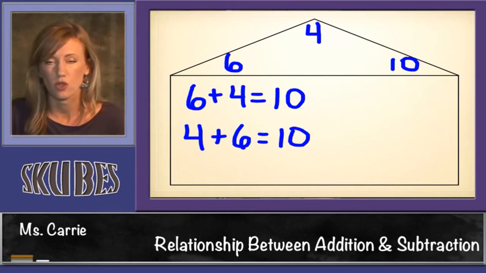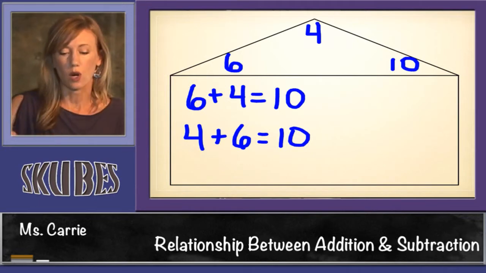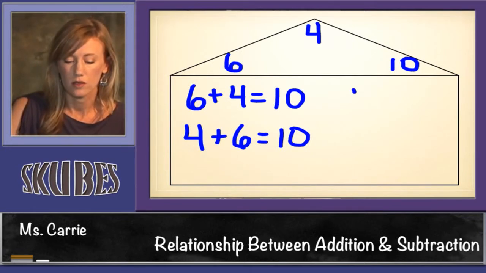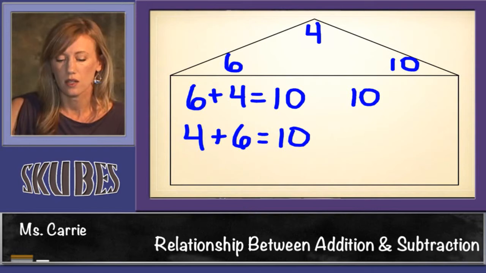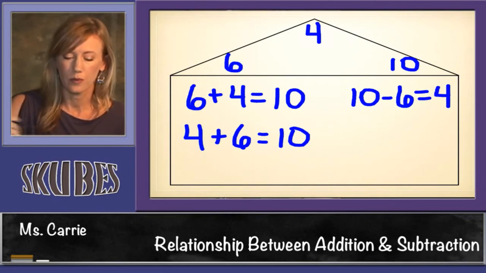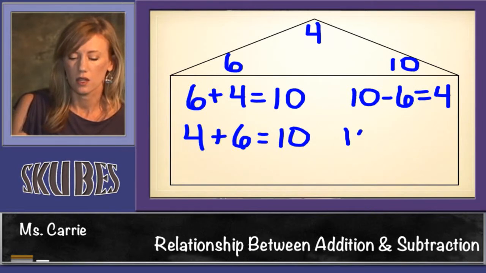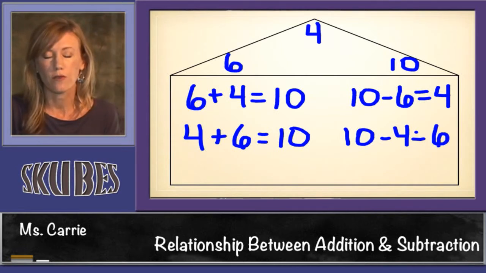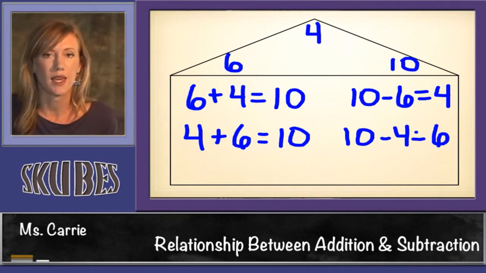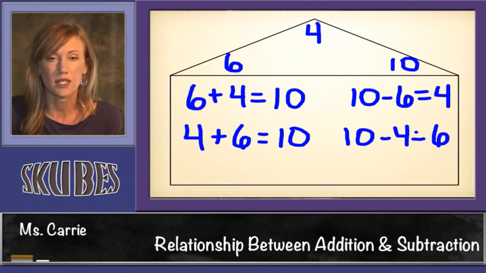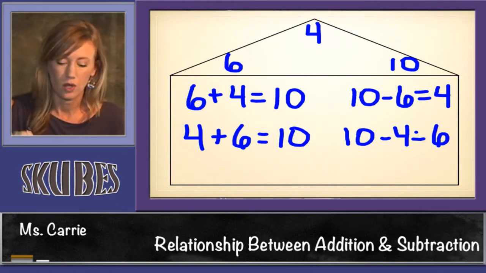Let's come up with two subtraction number sentences. Start with our biggest number, 10. We know that 10 minus 6 is equal to 4. So 10 minus 4 is equal to 6. We just came up with four number sentences within the same fact family using only the same three numbers.